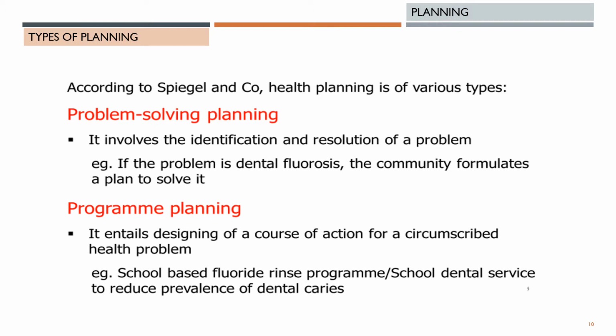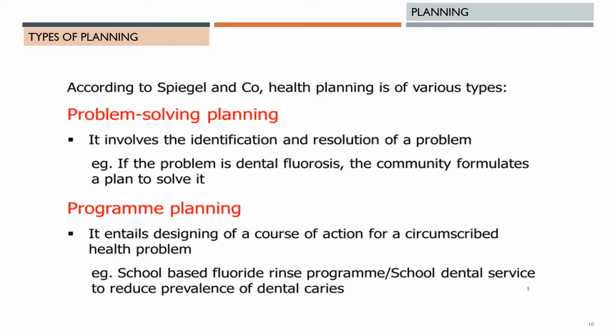According to Spiegel and Company, health planning is of various types. We have what we call problem-solving planning. It involves the identification and resolution of a problem. Example, if the problem is dental fluorosis, the community formulates a plan to solve it.